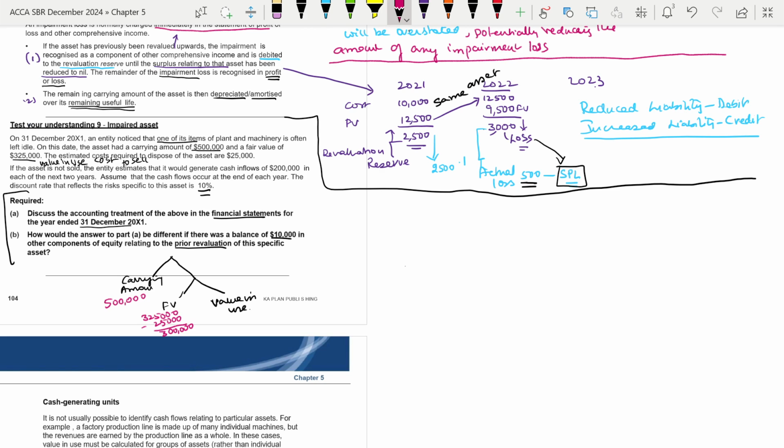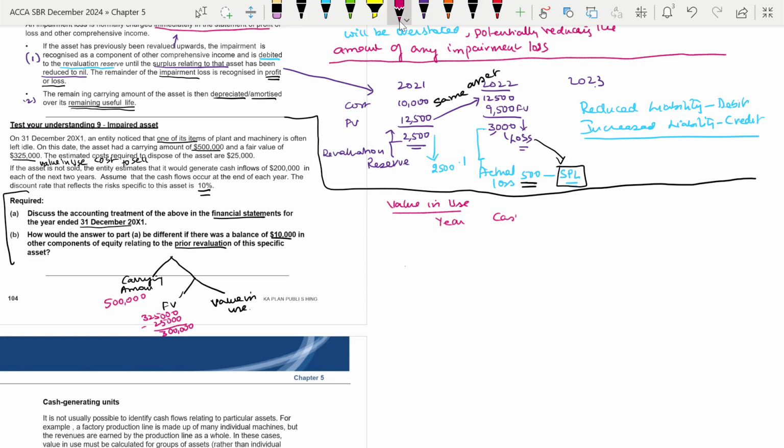Now, what is the value in use? You have to consider the discount rate, 10%. What do they say? They are estimating that if the asset is not sold, it will generate cash flow of 200,000 for the next 2 years, at the rate of 10%. Here I am writing value in use.